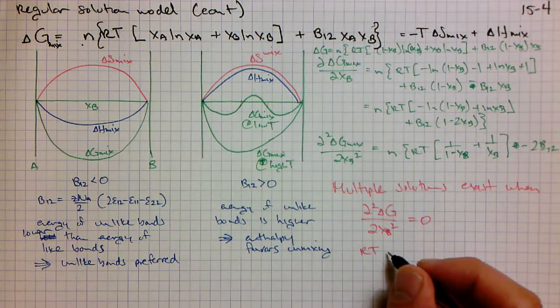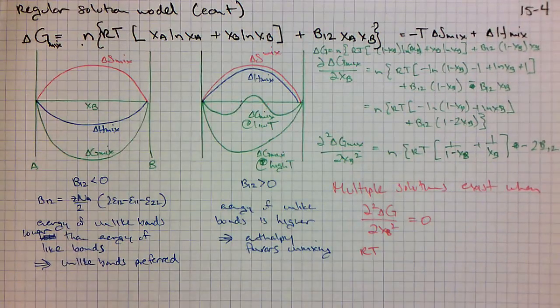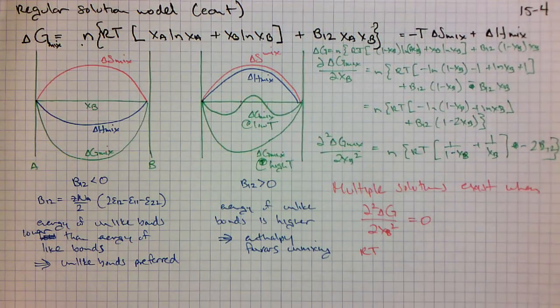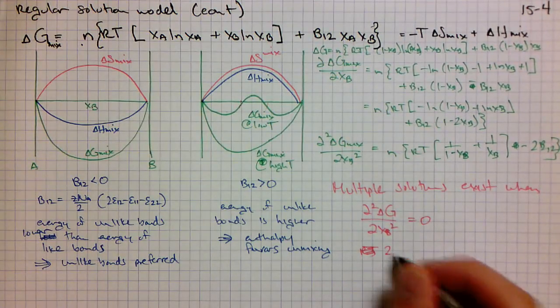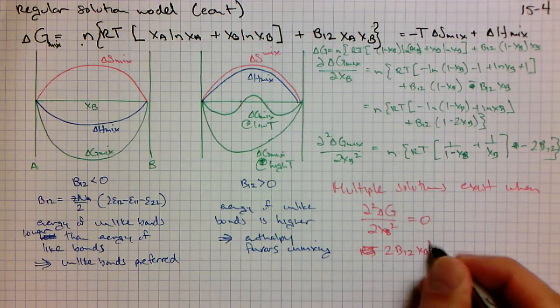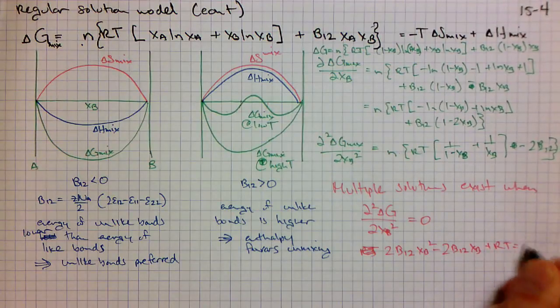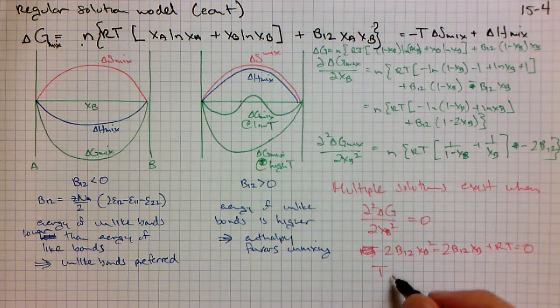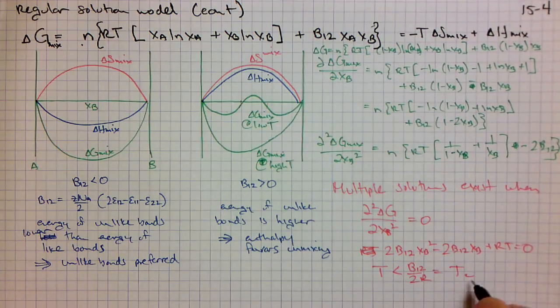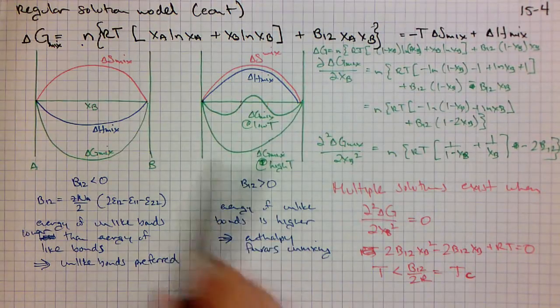And that happens when we set this equal to 0, when 2B12 times xb squared minus 2B12 xb plus RT is equal to 0, and that happens when the temperature is less than B12 over 2R, which we call the critical temperature. So less than the critical temperature, we have two minima, and higher than the critical temperature, we'll have just one.